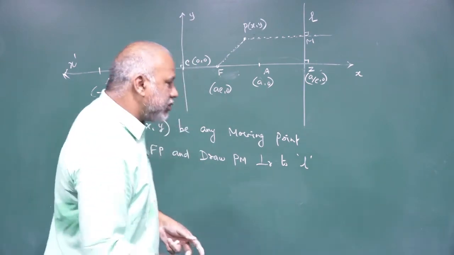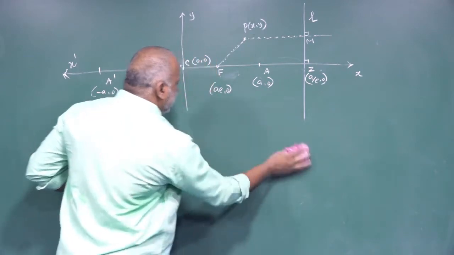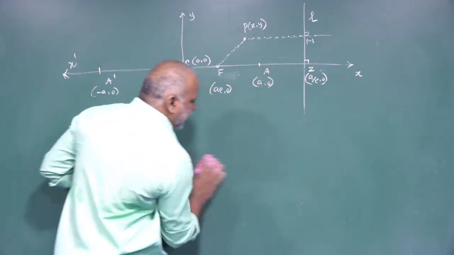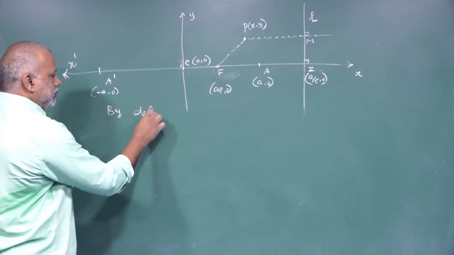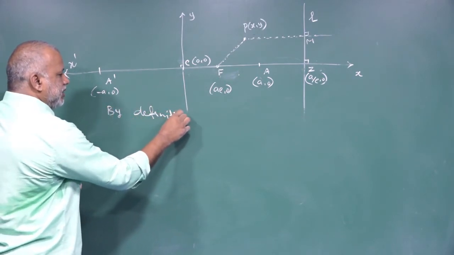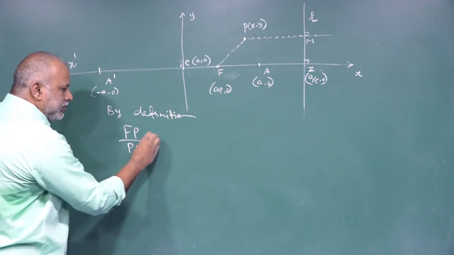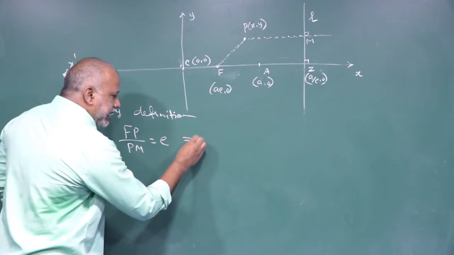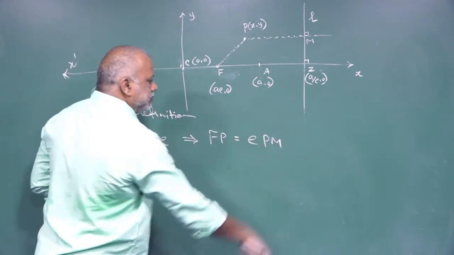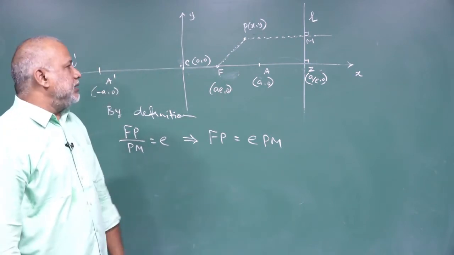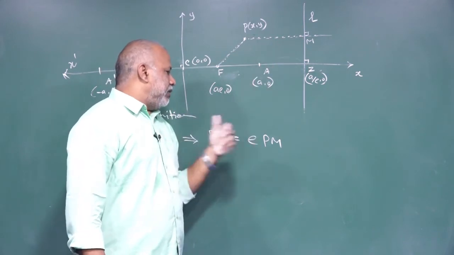So by the definition of conics, what is the definition of conics? FP by PM equal to E. That is the logic well known. See, by definition, FP by PM equal to E. I can write like this: FP equal to E into PM. Listen this one. FP divided by PM equal to E.